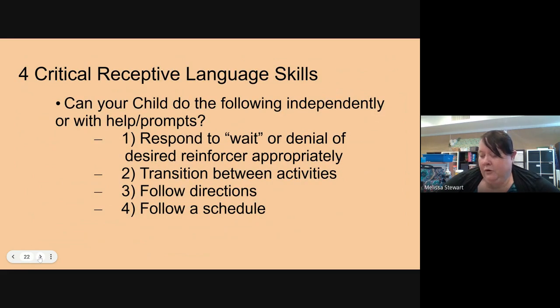There are 4 critical receptive language skills that we'd like to look at when a child comes into pre-K. Can your child do the following independently? Respond to wait or denial of a desired reinforcer appropriately, transition between activities, follow directions, or follow a schedule or the group plan, what the class is doing.